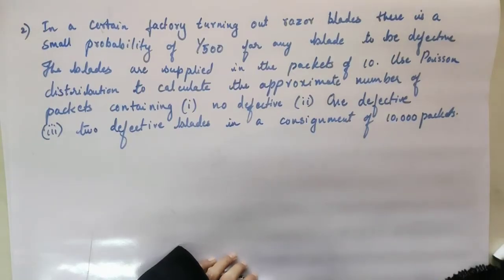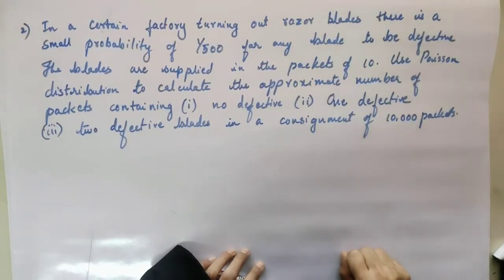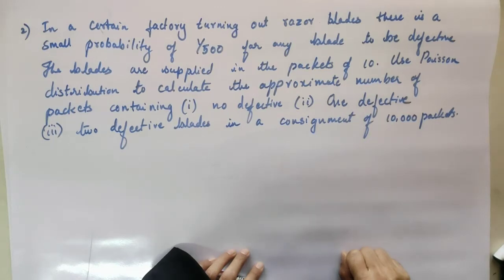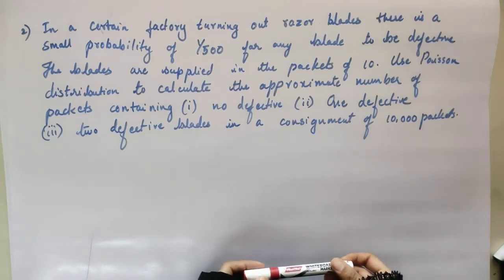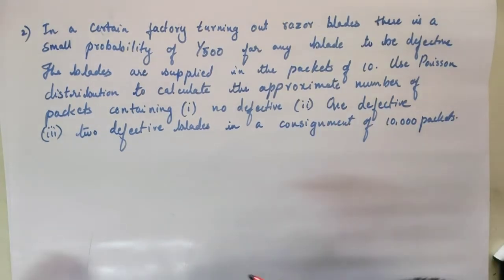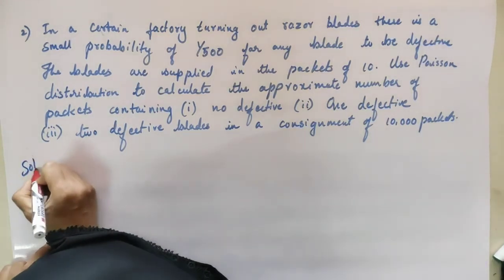Now let's continue with one more problem. In a certain factory turning out razor blades, there is a small probability of 1 divided by 500 for any blade to be defective. The blades are supplied in packets of 10. Use Poisson distribution to calculate the approximate number of packets containing no defective, 1 defective, 2 defective blades in the consignment of 10,000 packets. I hope you have understood the question now. So let's solve this.